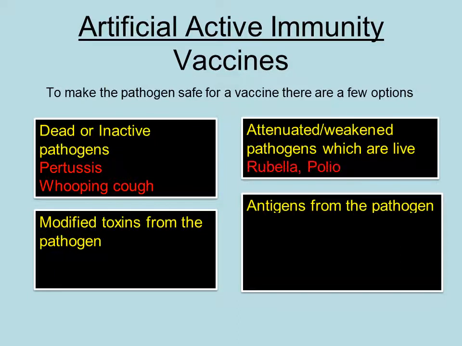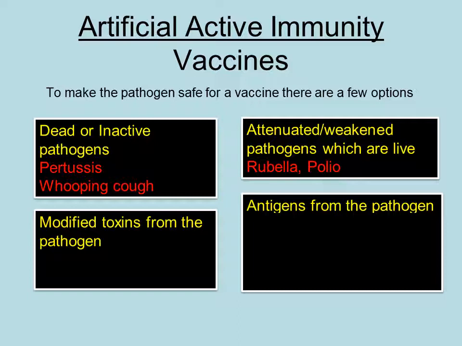Now, the next option is attenuated or weakened pathogens. These are live vaccines, but the disease has been weakened in such a way that if you have it, it won't make you ill at all. Rubella and polio are two examples of those. Rubella is what used to be also known as German measles, and this is a particularly unpleasant disease for women if you get rubella when you're pregnant, because it can lead to birth defects. So most young girls are vaccinated against rubella in order to protect them from this happening.